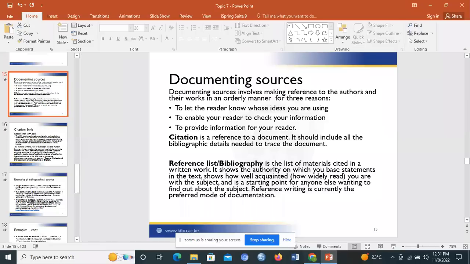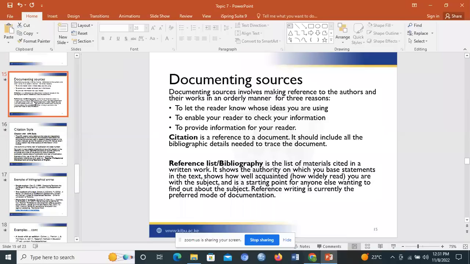So citation is what we do. And a citation is a reference which we put inside a document. It includes all the details that will help to trace the document. So you have read a book in the library, you read a book in your own house, but once you have written the paper, your lecturer should be able to trace where you got this information. And what you'll be doing is citation. You are referring to that book.